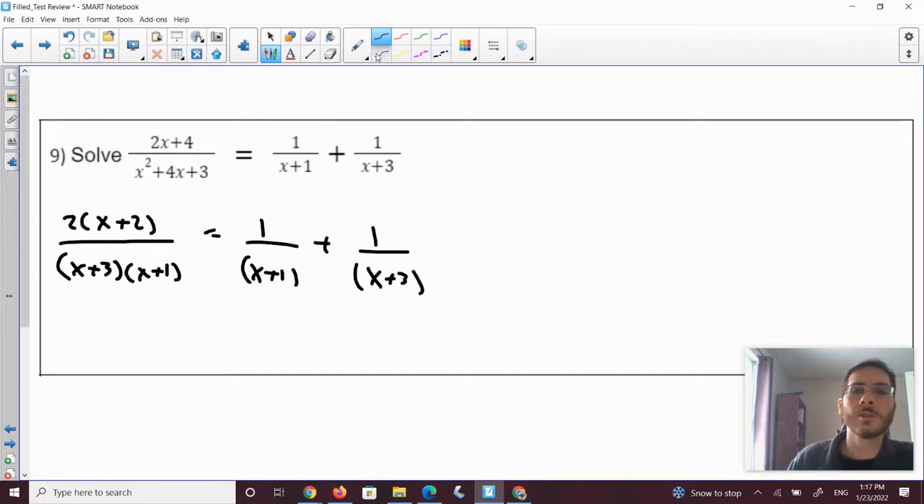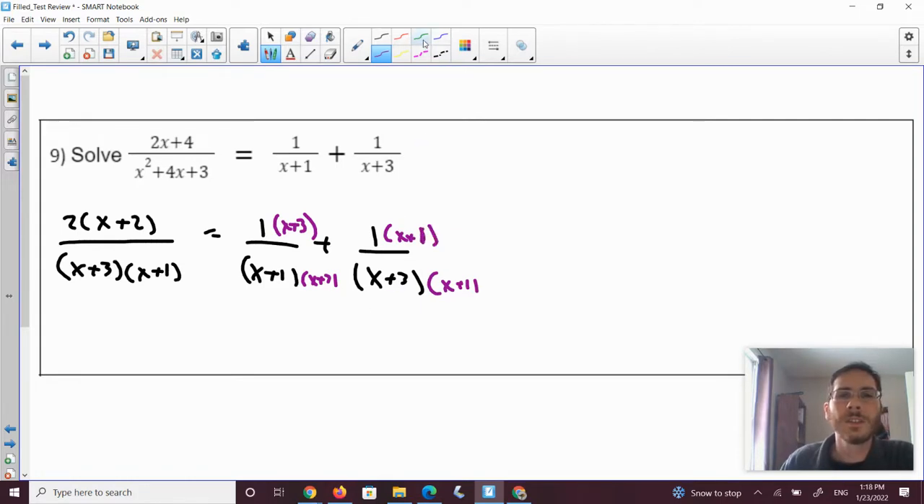So we have to decide, from all of the denominators, what's missing. This one's got an x plus 3 and an x plus 1. This one has an x plus 1, but it's missing an x plus 3. So we have to multiply the top and the bottom by x plus 3. This one's got an x plus 3, but it's missing the x plus 1. So we got to multiply the top and the bottom by x plus 1. All right. Now, since all of these denominators are the same, they're all gone out of the problem.